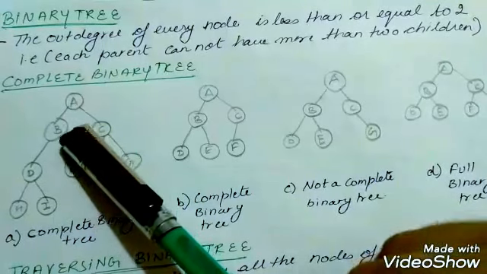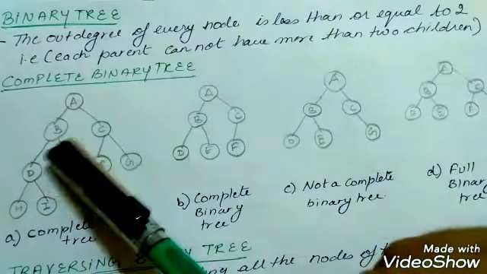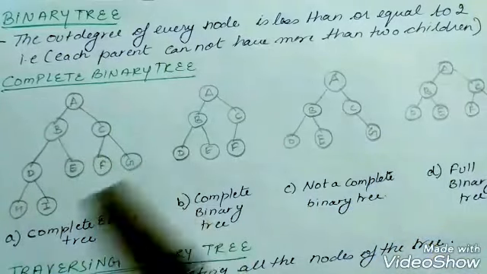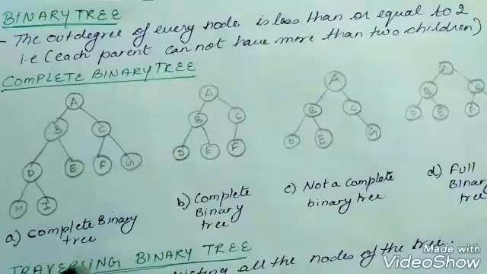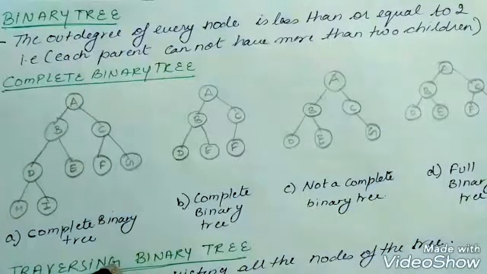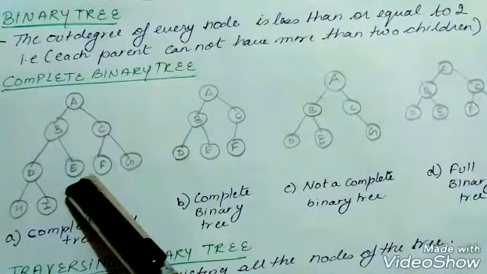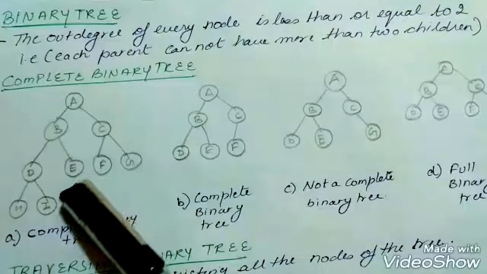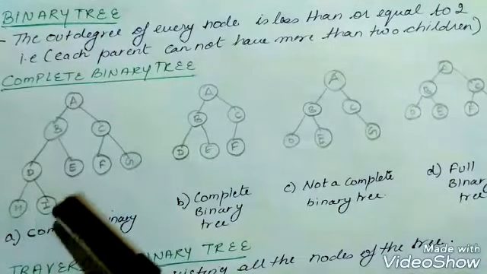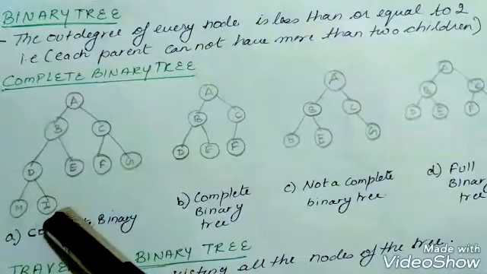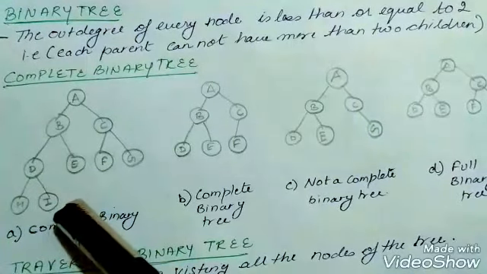Suppose here we have this example: A, B, C, D, E, F, G, H, I. This is a complete binary tree. Why? Because every node has 2 children, right? But at the end, H, I, E, F, G are the leaf nodes, so they do not have any children. They are the leaf or the terminal nodes.